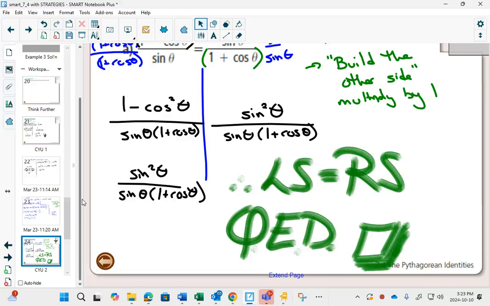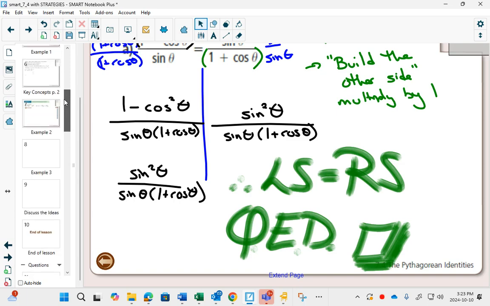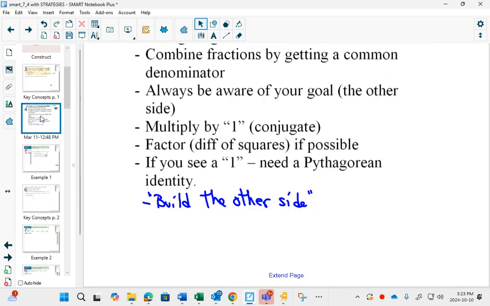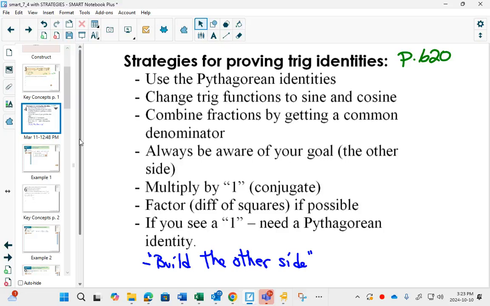Okay. This is the build the other side strategy. On page 620, you have a blank page. I have a list of main strategies we can now use for proofs. And on that paper where I said you could only go up to number 24, you now can go all the way up to 46. And they get harder, and they get challenging.